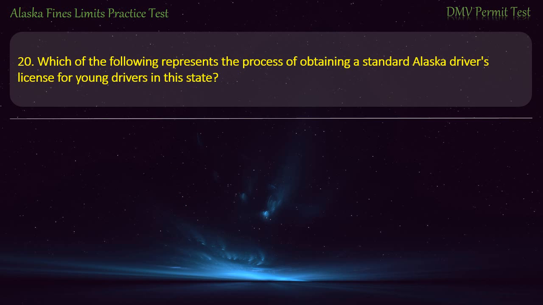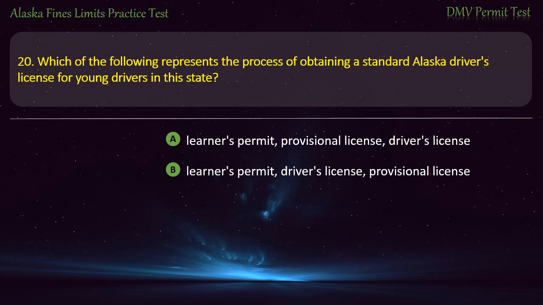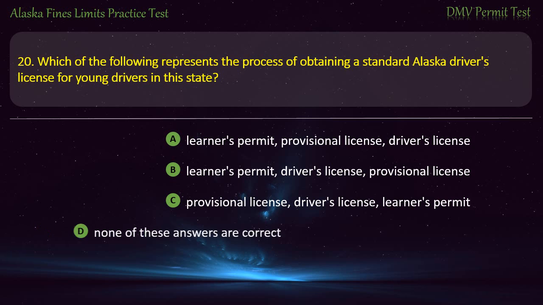Question 20. Which of the following represents the process of obtaining a standard Alaska driver's license for young drivers in this state? Learner's permit, provisional license, driver's license. Learner's permit, driver's license, provisional license. Provisional license, driver's license, learner's permit. None of these answers are correct. Answer: Learner's permit, provisional license, driver's license.